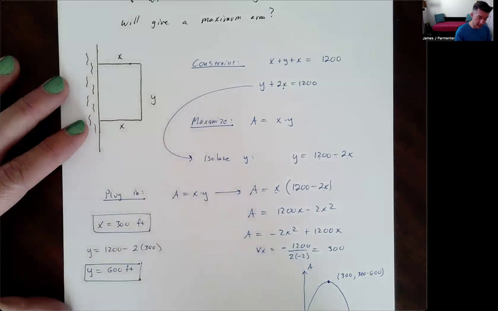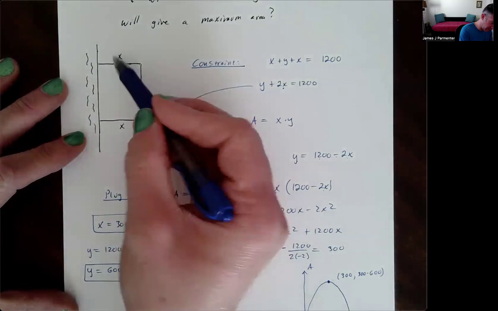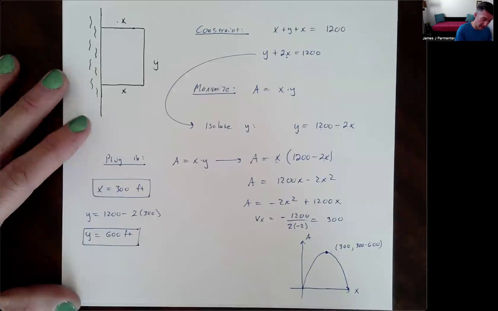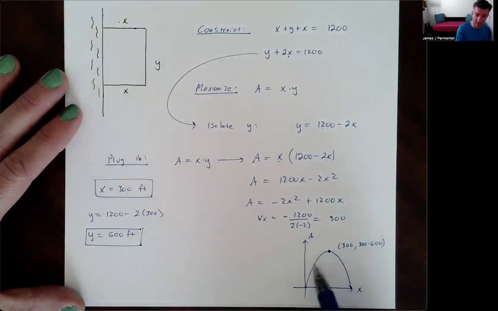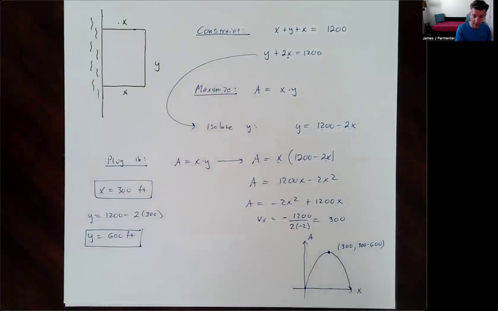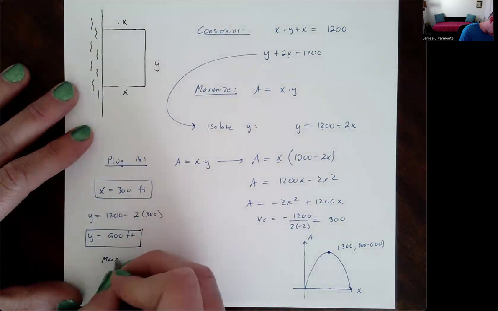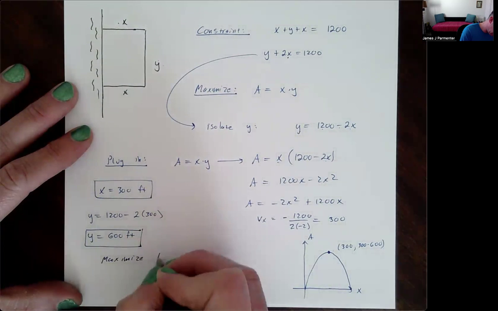Those dimensions add up to 1,200, right? Because you have 300 plus 600 plus 300. And those dimensions give you a maximum area, because any other value of x would give you a lower point on the parabola. So these two dimensions maximize the area enclosed.